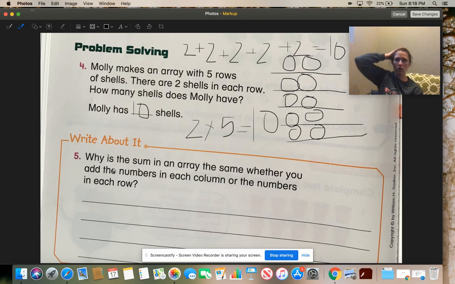Why is the sum in an array the same whether you add the numbers in each column or the numbers in each row? Because it doesn't matter how you add them; you get the same number. So you can add the numbers in the rows like we did here, 2 plus 2 plus 2 plus 2 plus 2, or you can add the columns, 5 plus 5. So why does the sum not matter? Because the number does not change. It's just how you add it.